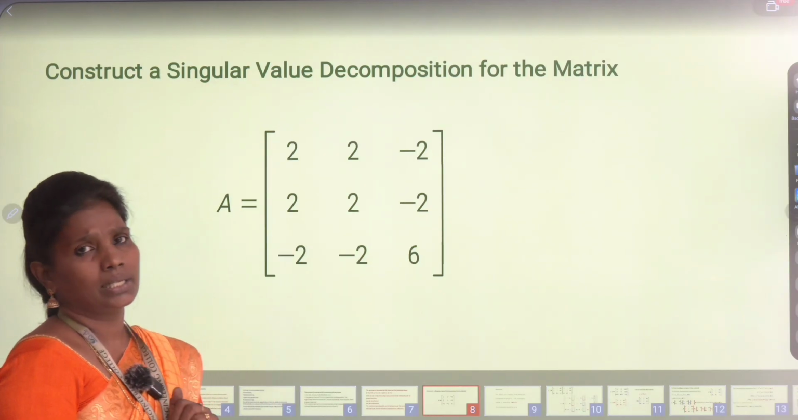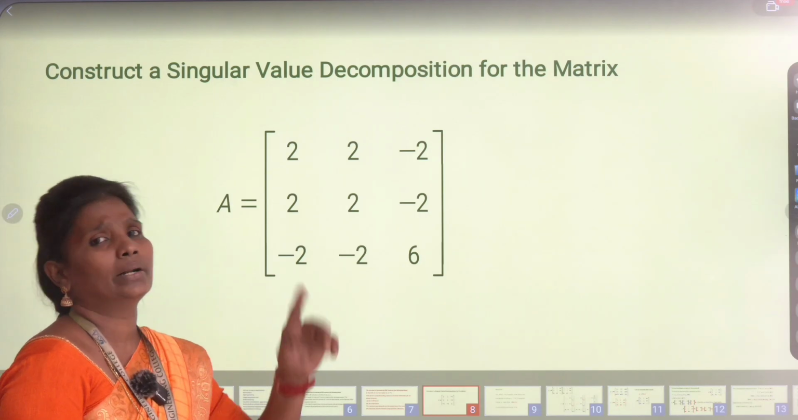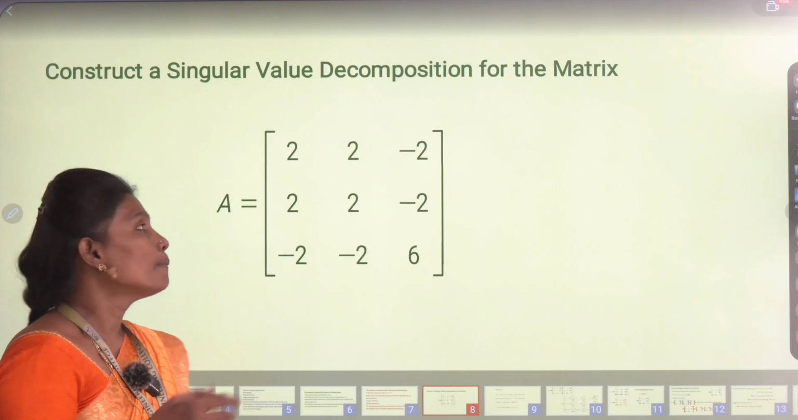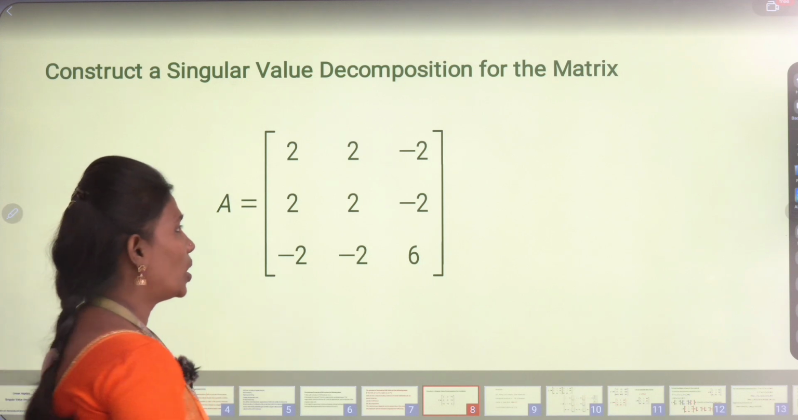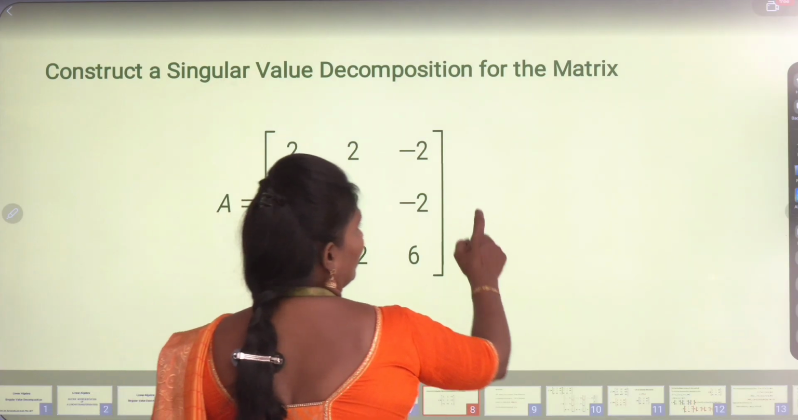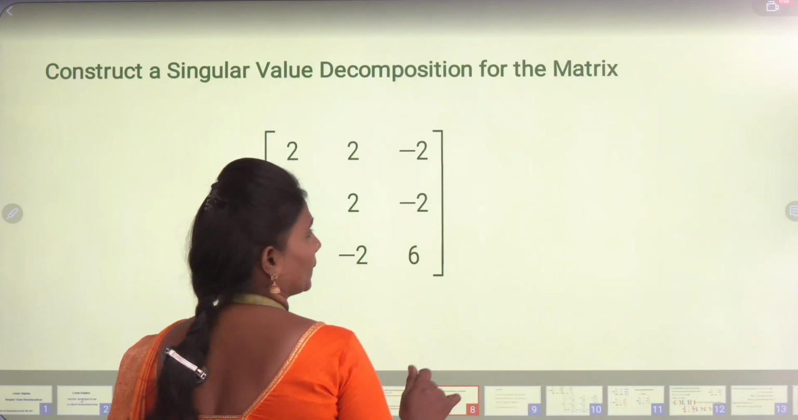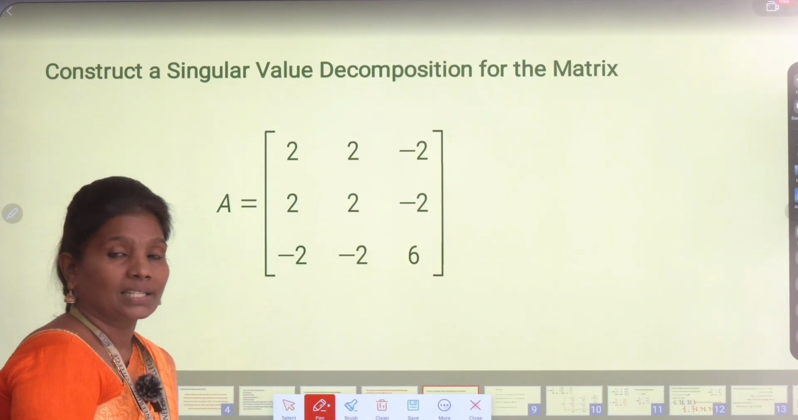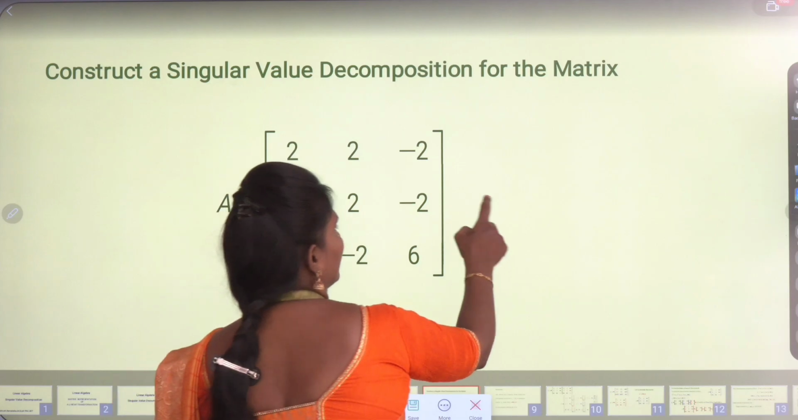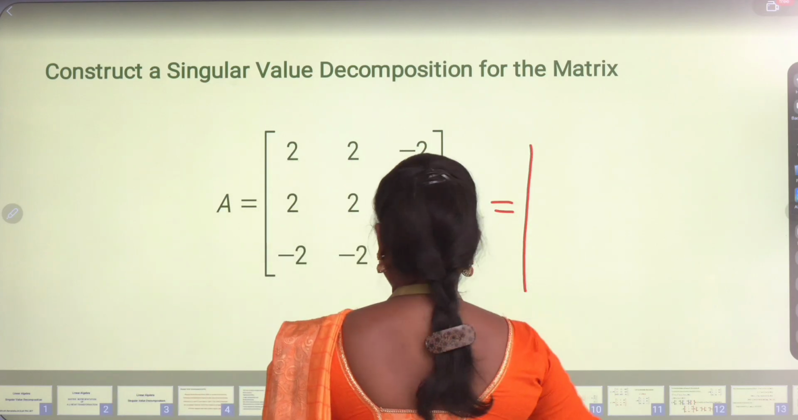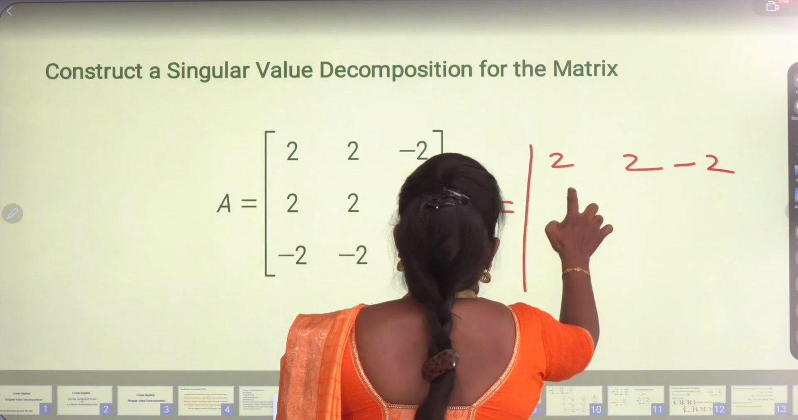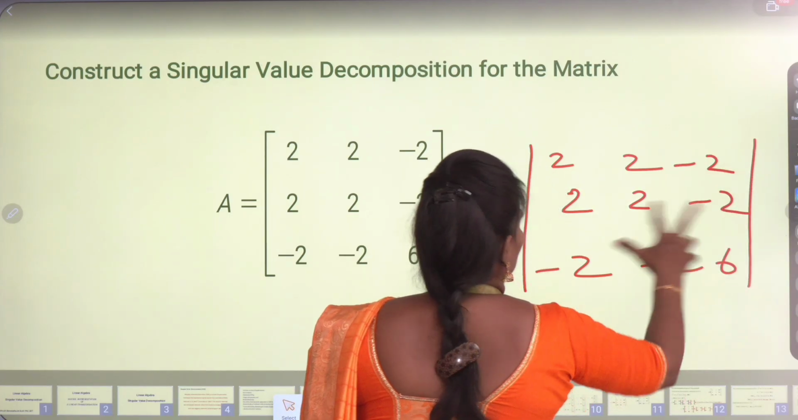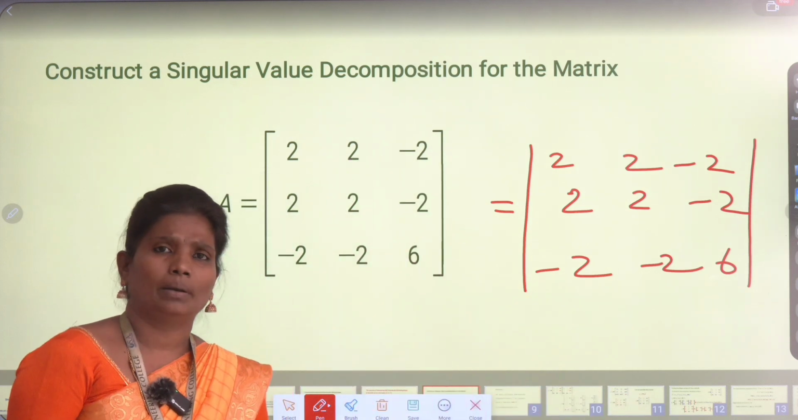Then what is non-singular? What is the difference between singular and non-singular? You know matrices basically from 11th to 12th. You people studied about singular and non-singular. So what is singular, what is non-singular? Listen, first you're going to find the determinant of the given matrix. What is the determinant of this given matrix? 2, 2, minus 2; 2, 2, minus 2; minus 2, minus 2, 6. Between two straight lines we put the values. It is a determinant. Is it correct or not?